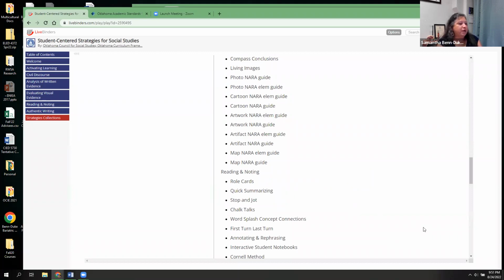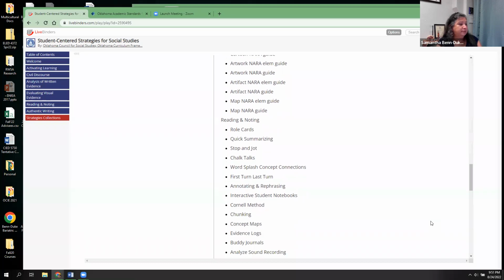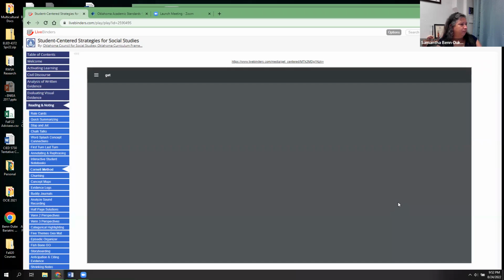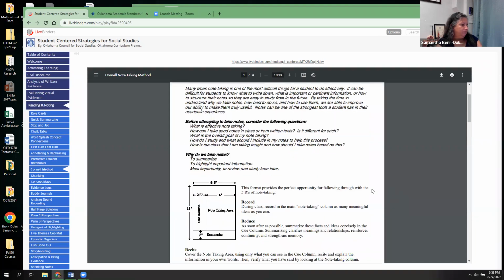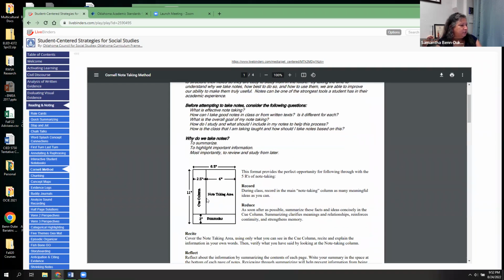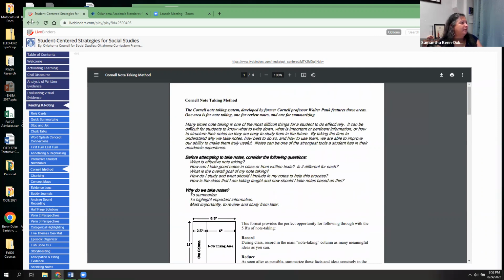Do all 5th graders know how to summarize? No. Do all college students know how to summarize? No. It's a skill that some people do naturally and others really struggle with it. So here's an example of using the Cornell method to take notes. An example of what it looks like and using the 5 R's of note taking.